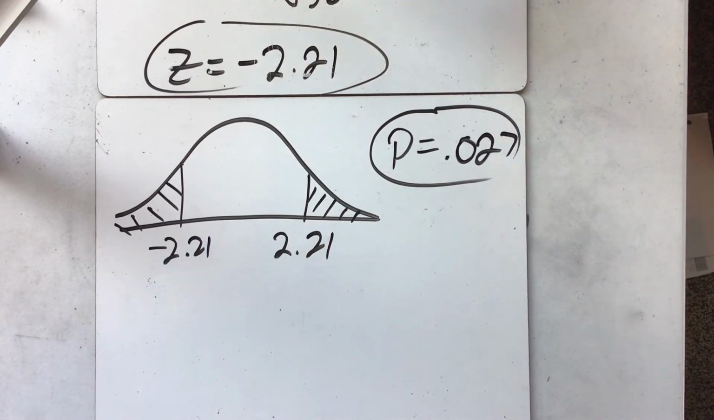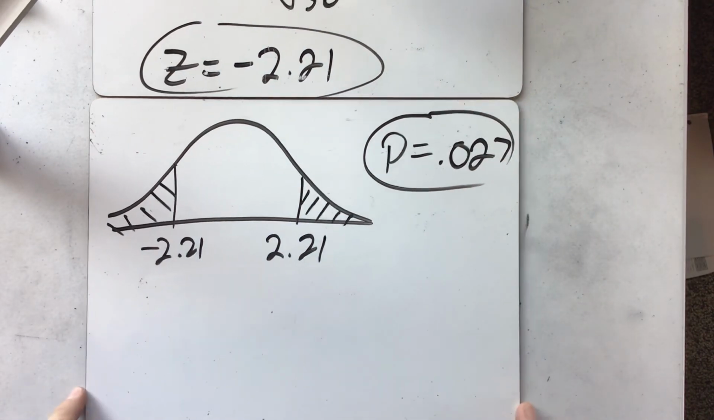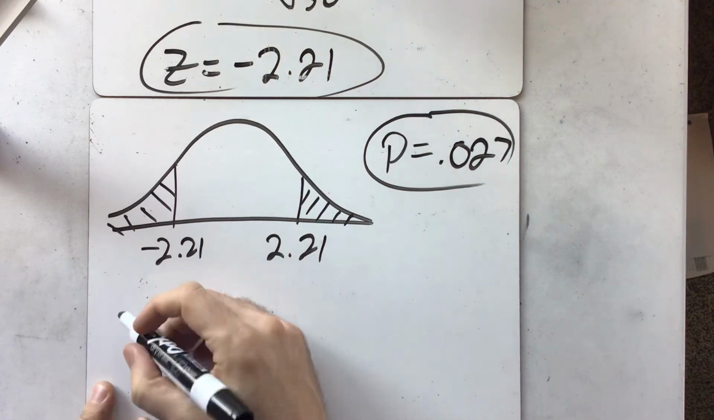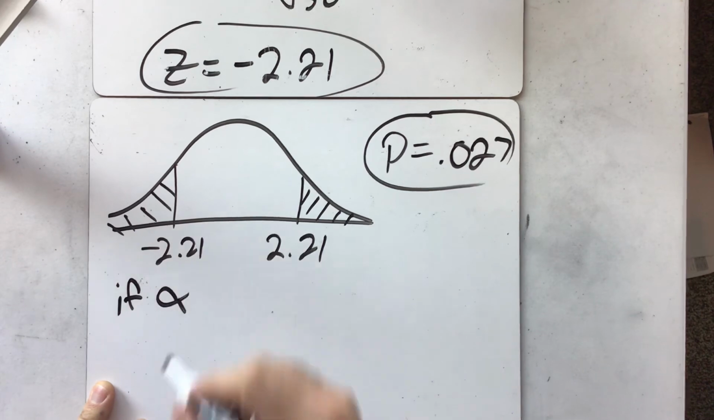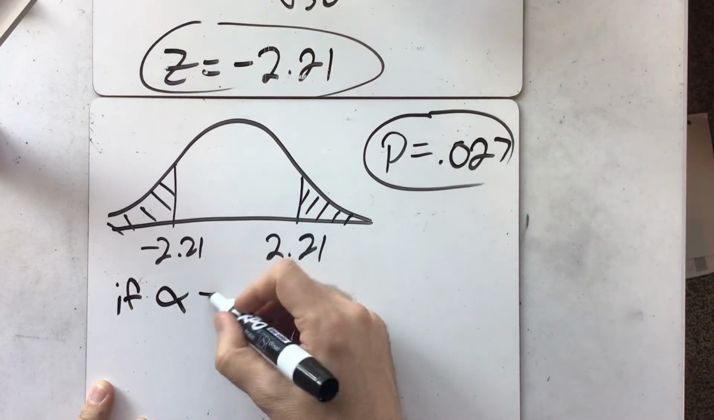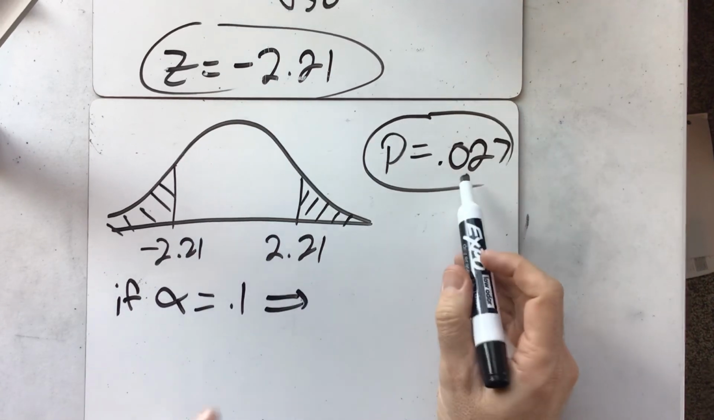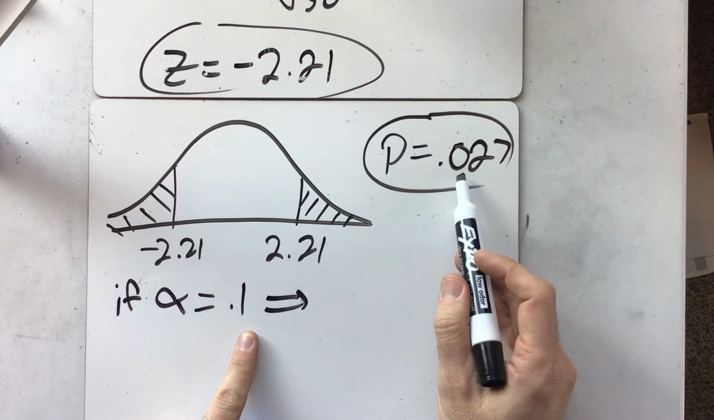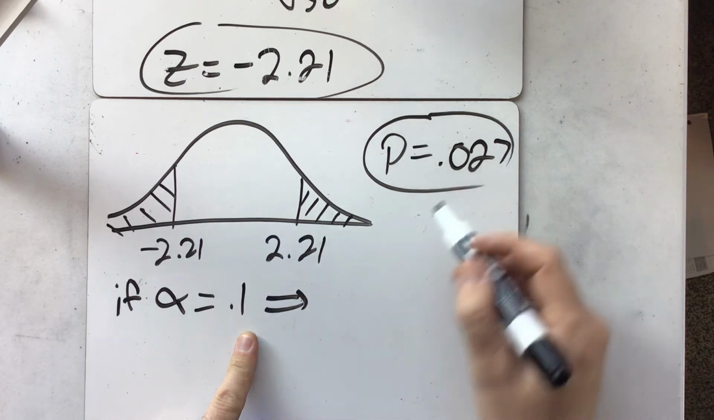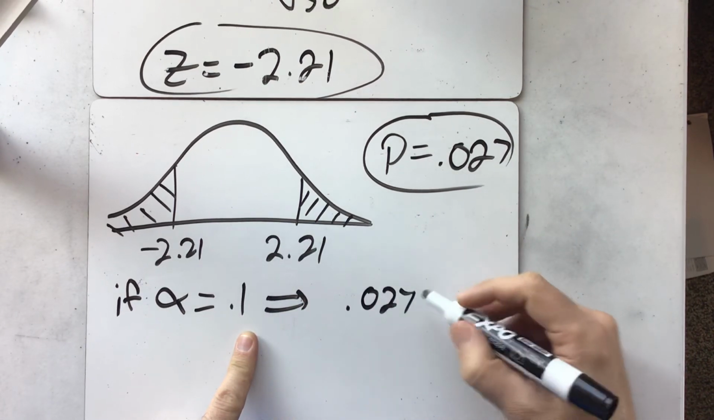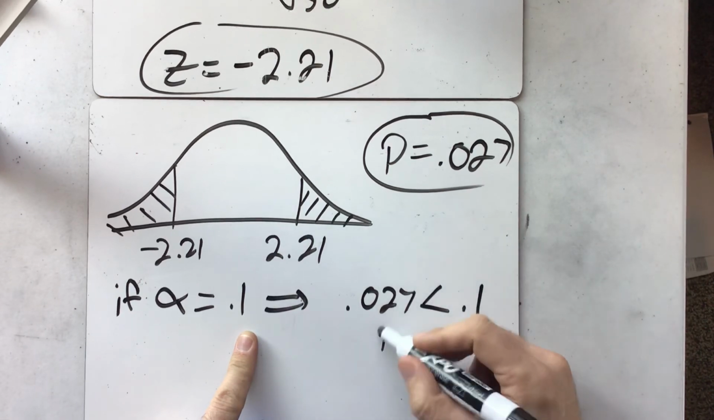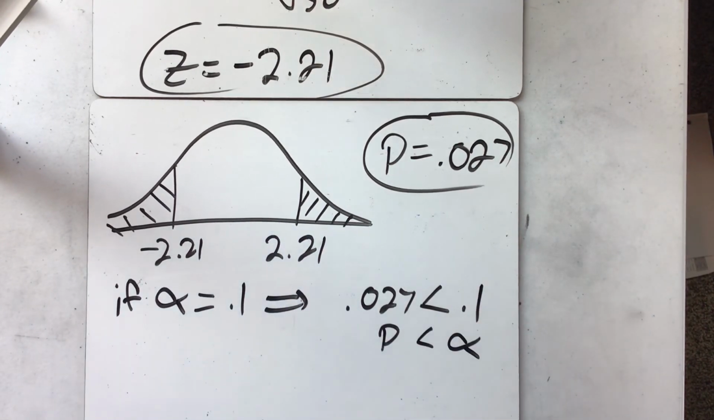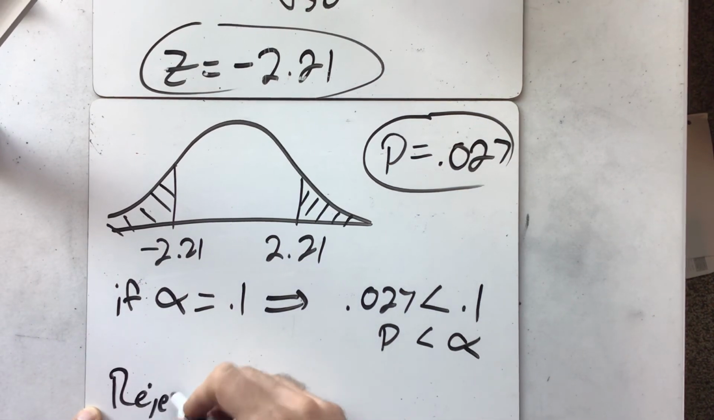And this is where I have the notes for the level of significance. I talked about that in the last section, so make sure that you paid attention in 7.3. Really, we have two options. Option 1, if alpha is equal to 0.1, then what do I notice about my p-value? Is this a really small number? Well, if I use 0.1 for my alpha, then 0.027 is smaller than 0.1. So my p is less than my alpha value. What does that mean for my conclusion? My conclusion here is that we reject H naught.